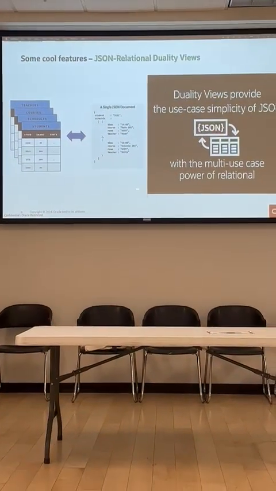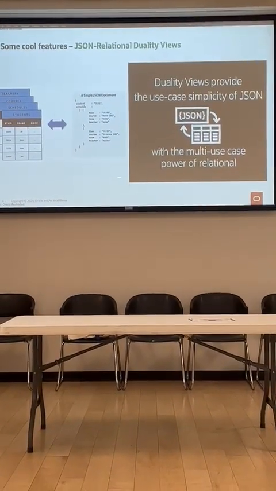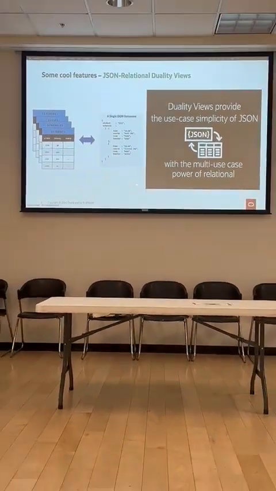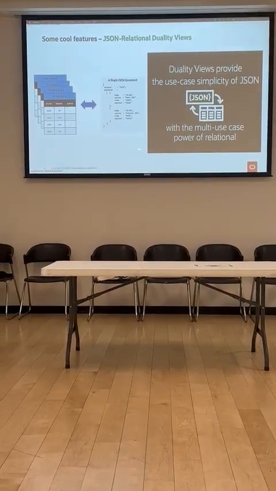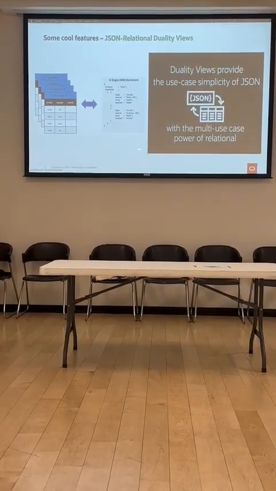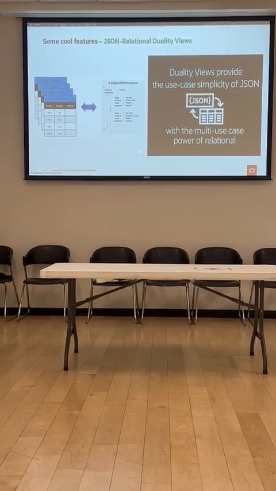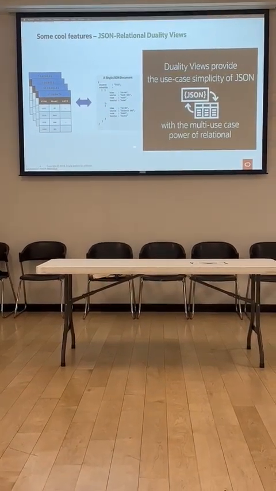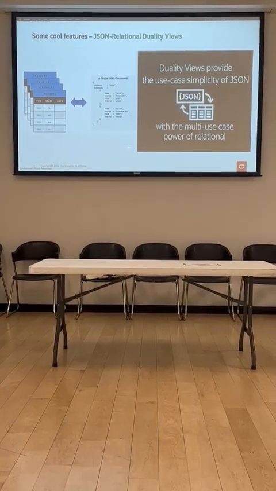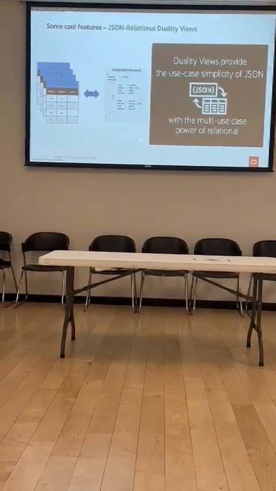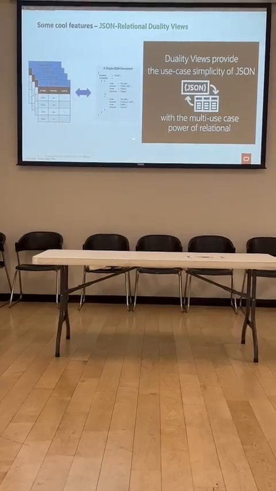And another extremely powerful feature is called the JSON relational duality view. So I have a set of relational documents. If I want to combine them and map them into a single JSON document, I can use something called the relational duality view. Once I create the view, it treats it essentially as a JSON document.